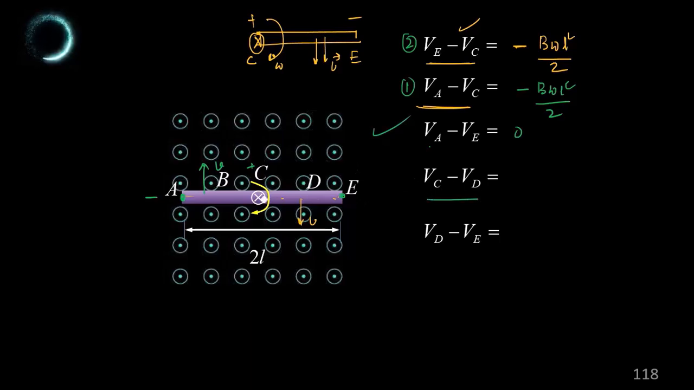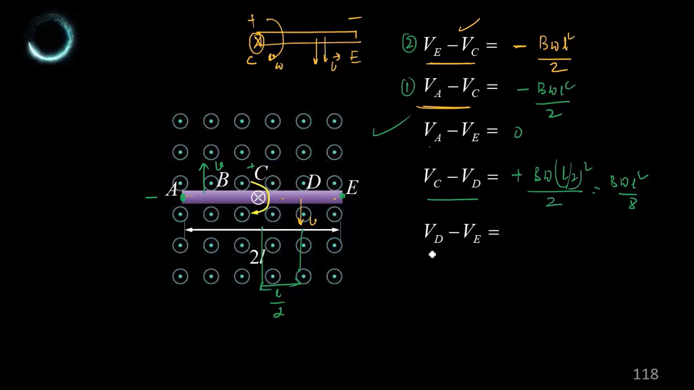Now VC minus VD. Now D is the midpoint of the CE. So for this CD, that length should be equal to L by 2. Again, C is the high potential side, so the answer is positive. So B omega L, L is how much? L by 2. L square by 2. That means B omega L square by 8. That will be your answer.